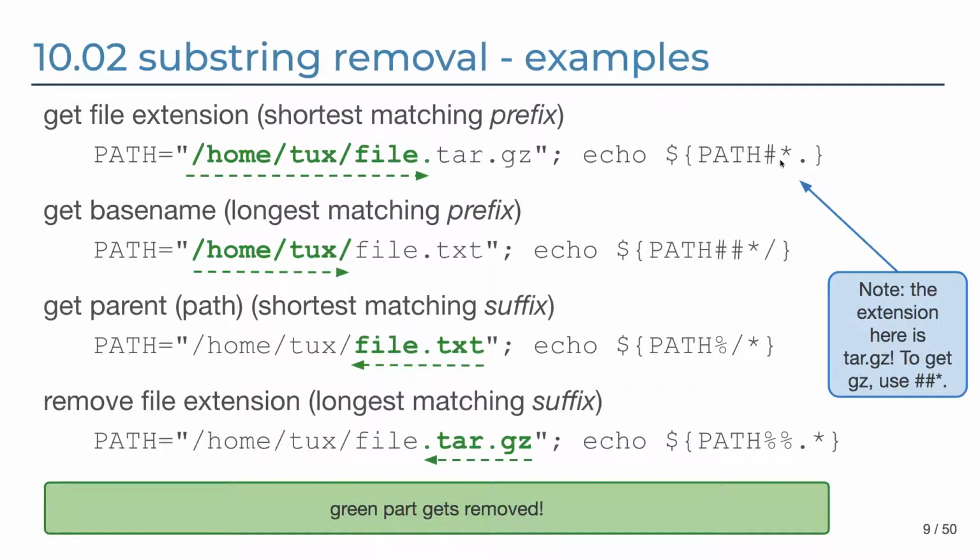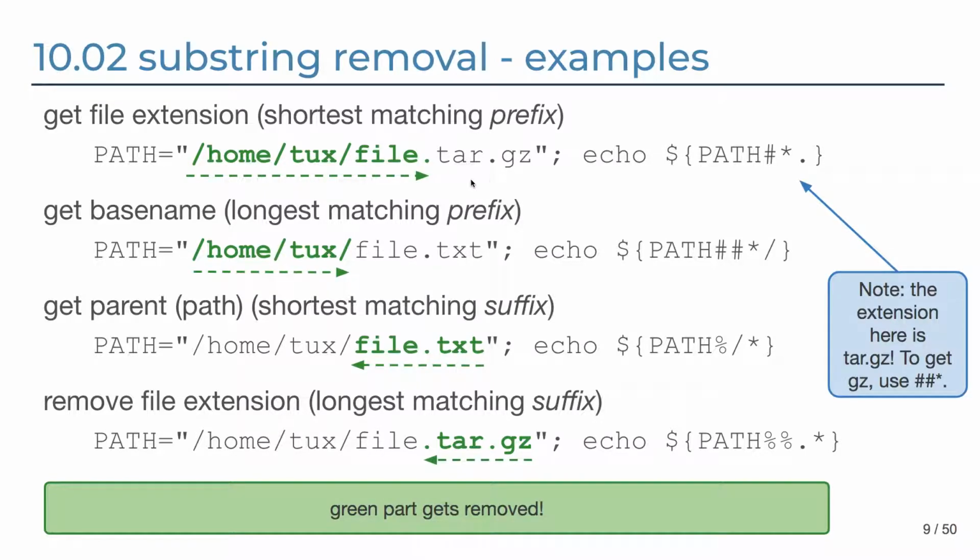So matching wise, how does it work? Well, our needle is star and dot, right? And so with the pound sign we match from the start and we match the shortest prefix. So that means we go on and then we find our first dot and then we stop because it's the shortest prefix.